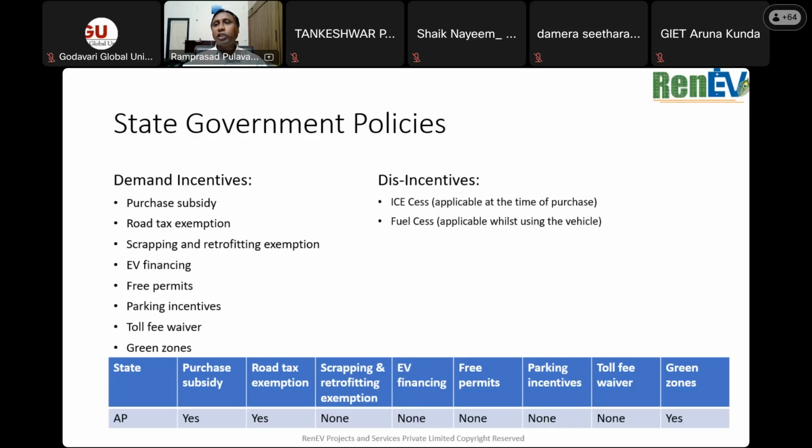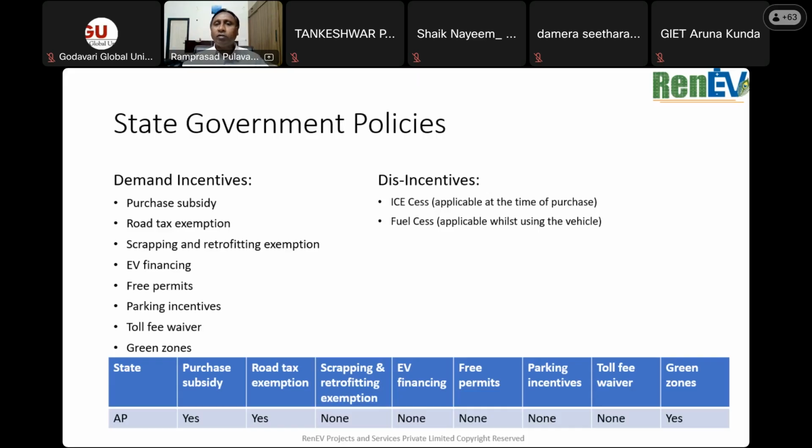Then there are green zones. What does green zone mean? Any idea? A green zone means an area wherein only certain categories of vehicles are allowed. For example, in some tourist places, they allow only battery operated vehicles. Especially in airports, you might have seen only battery operated vehicles inside the arrival and departure areas.